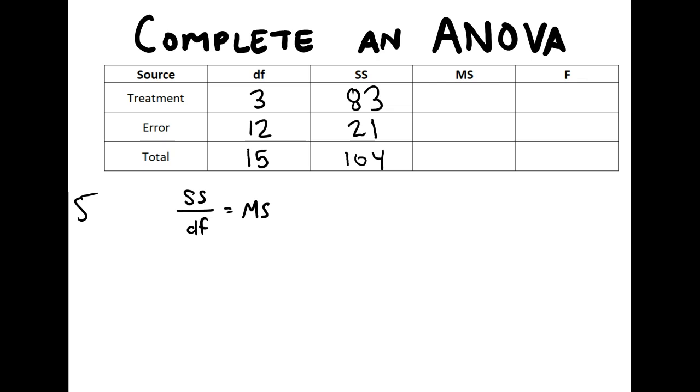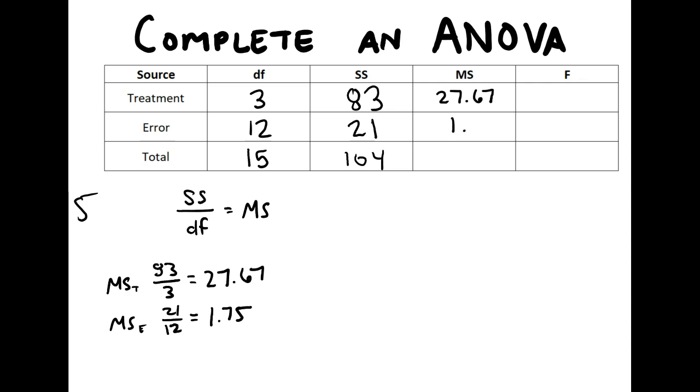So if we do these calculations, we're going to have 83 divided by 3 equals the mean squares of the treatment group. Mean squares of the error group is going to be 21 divided by 12. I've done these calculations. 83 divided by 3 is 27 and 2/3. And the mean square of errors, 21 divided by 12, is simply 1.75. So we're going to put these where they belong.